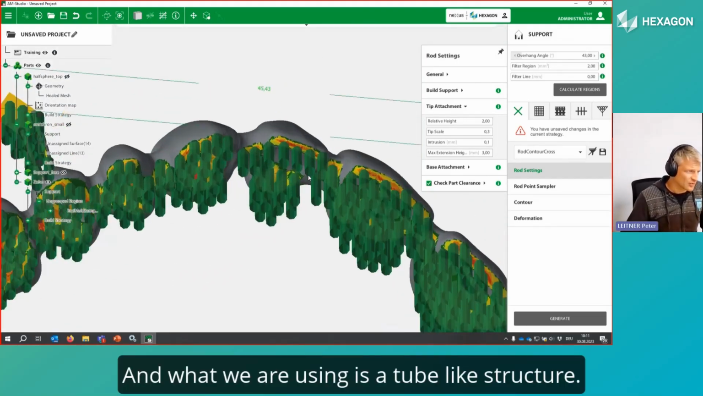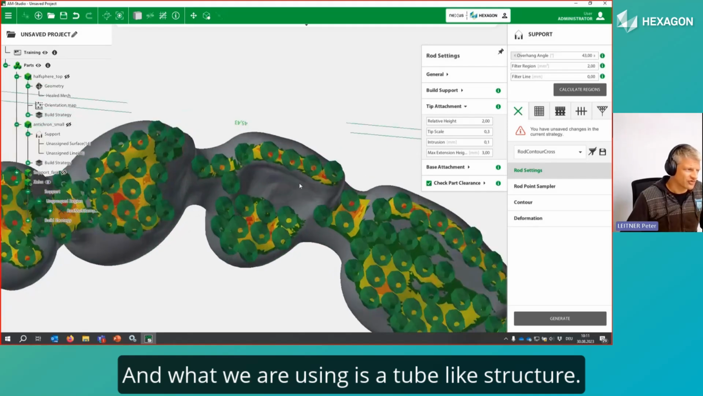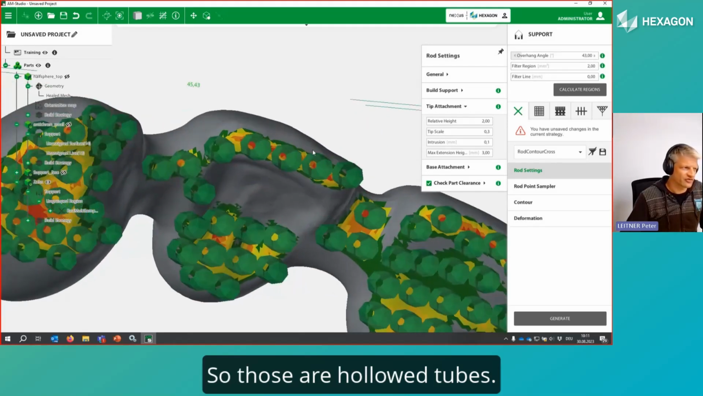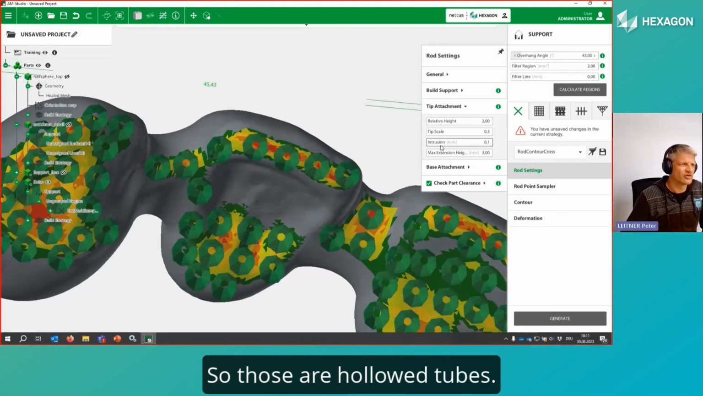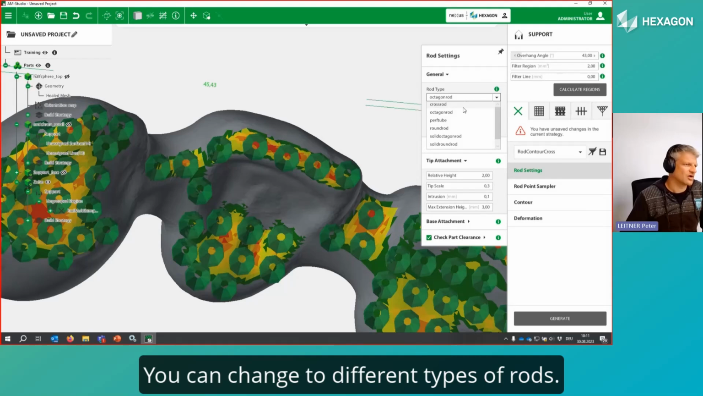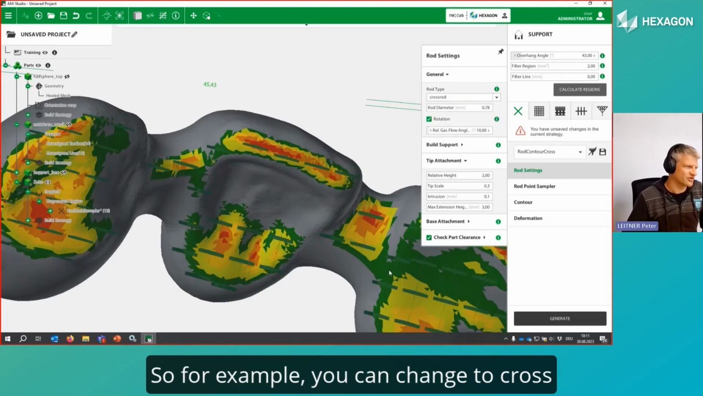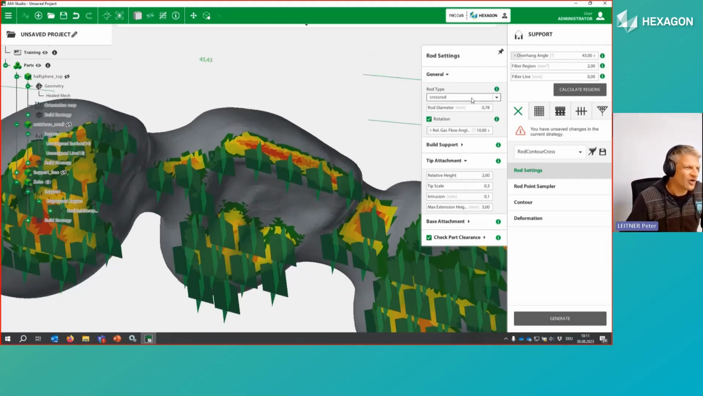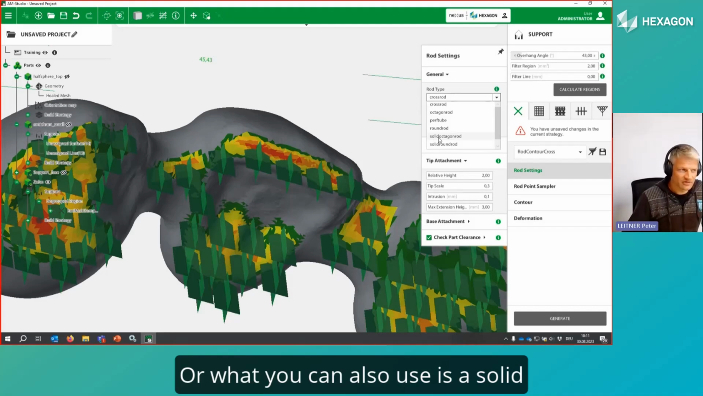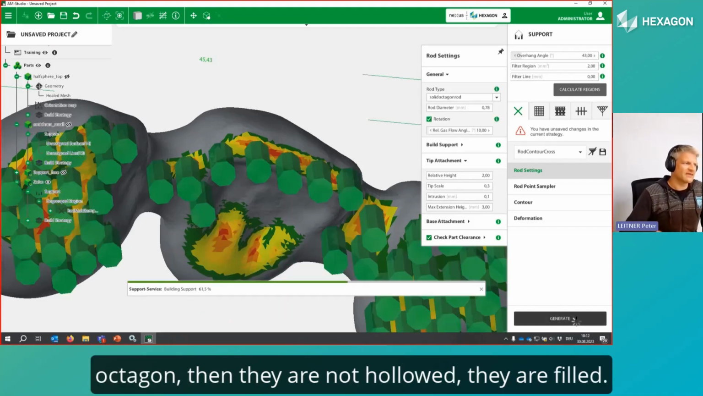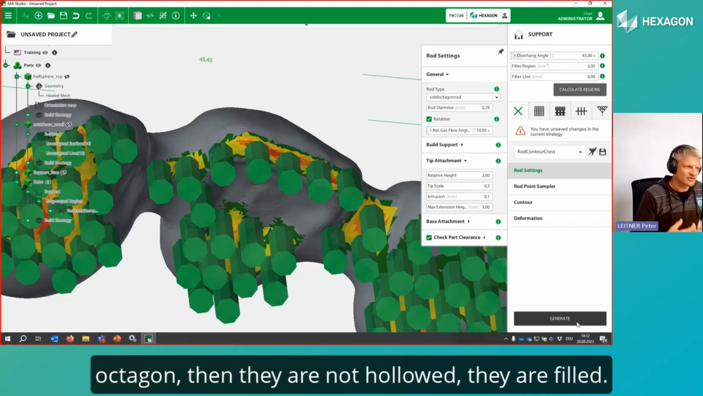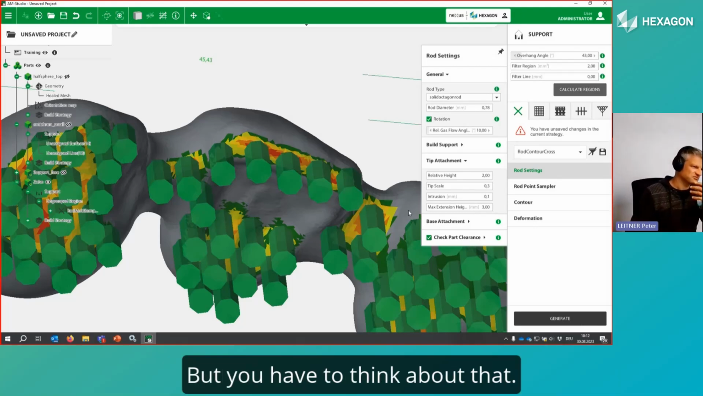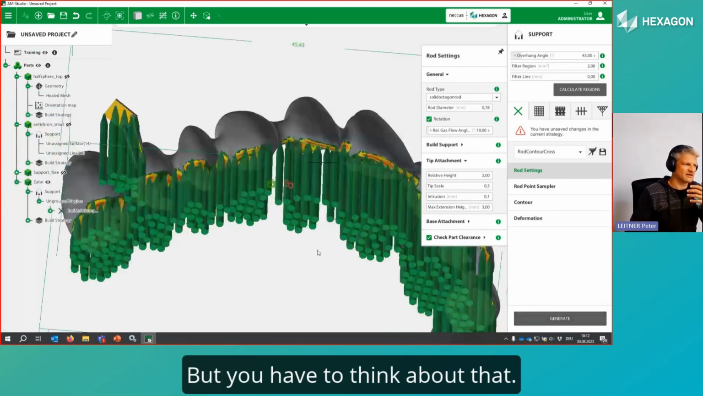What we are using is a tube-like structure. So those are hollowed tubes. You can change to different types of rods. For example, you can change to cross rods, which are more or less a cross. Or you can also use a solid octagon. Then they are not hollowed; they are filled. But you have to think about that.